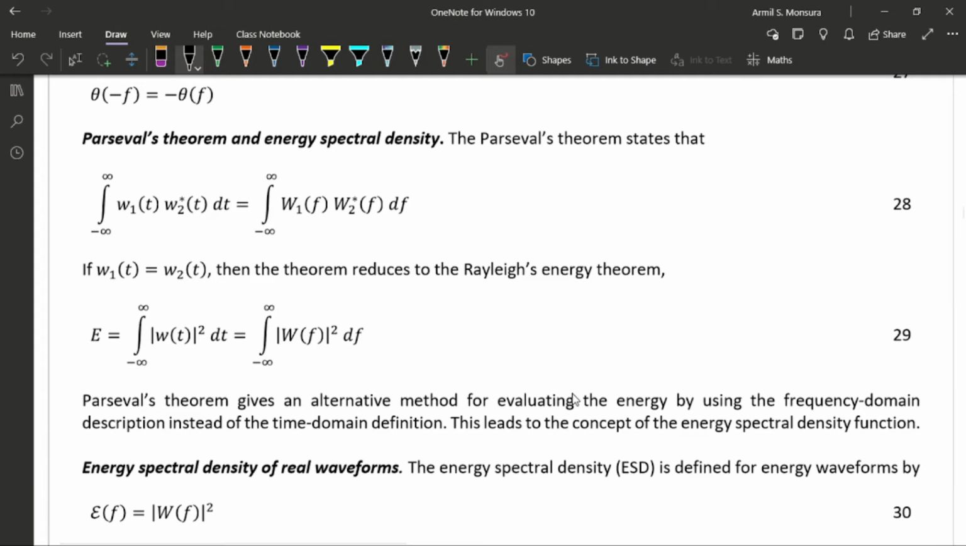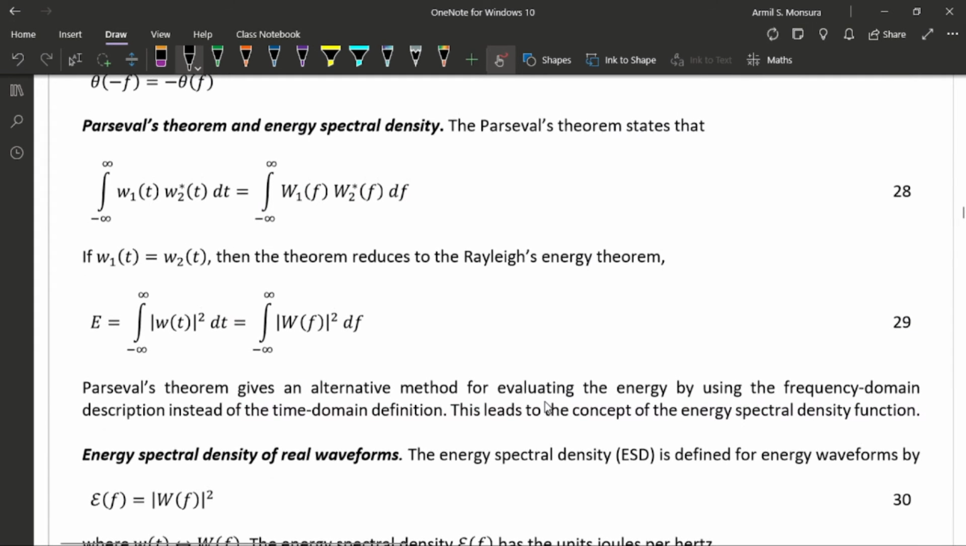Now, the second property that we will have to know about is Parseval's theorem and the energy spectral density. Parseval's theorem states that if we have two signals that are to be multiplied, and one of them is the conjugate of the other one, assuming that the signals are complex, then we can also perform the same operation on their spectra. That is, we can also multiply their spectra and its conjugate.